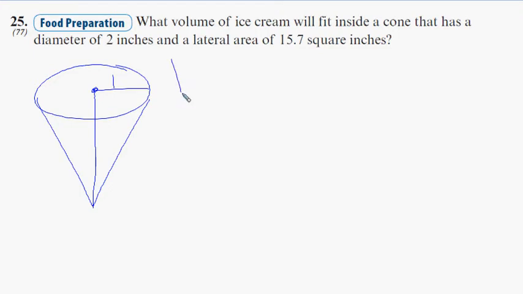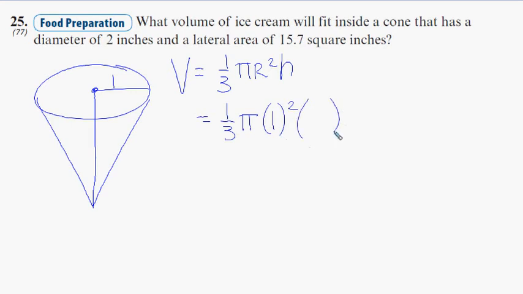I guess let's start by writing the formula for the volume of a cone: 1/3, and then the base, which is pi r squared, times the height. And then fill in the things that we know. So we know that 1/3, we know pi, we know 1 squared. The only thing we don't know is the height. So let's find the height.